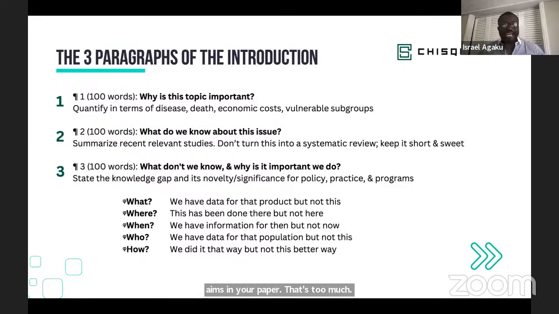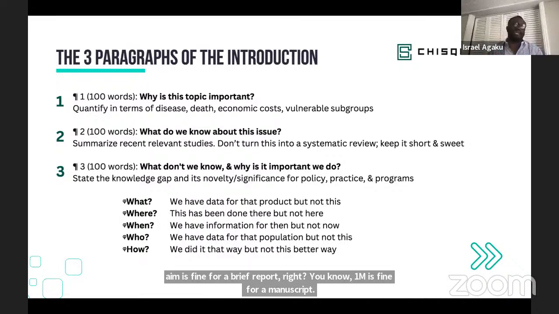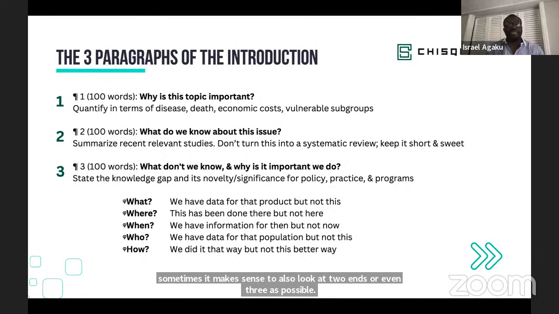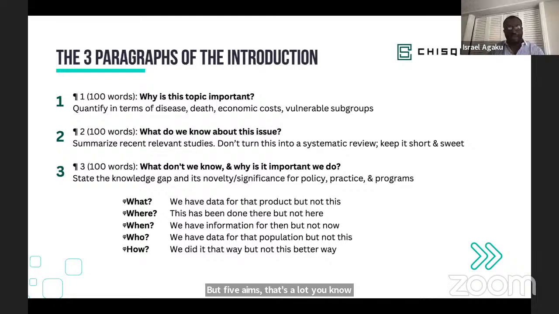If you have 5 aims, that means that either the aims are too tiny and should be collapsed into broader aims that are comprehensive, so that you end up with maybe 2 aims or at most 3 aims. One aim is fine for a brief report, right? One aim is fine for a manuscript, but sometimes it makes sense to look at 2 aims or even 3. It's possible. But 5 aims, that's a lot. So there are only 2 things that can happen here. One, that your aims are too flimsy and you need to collapse them into broader themes.